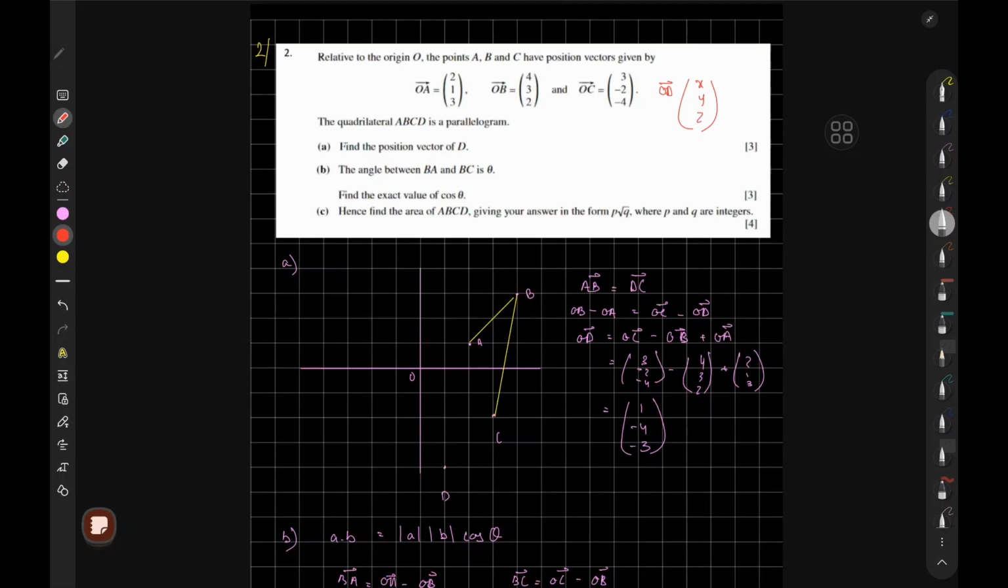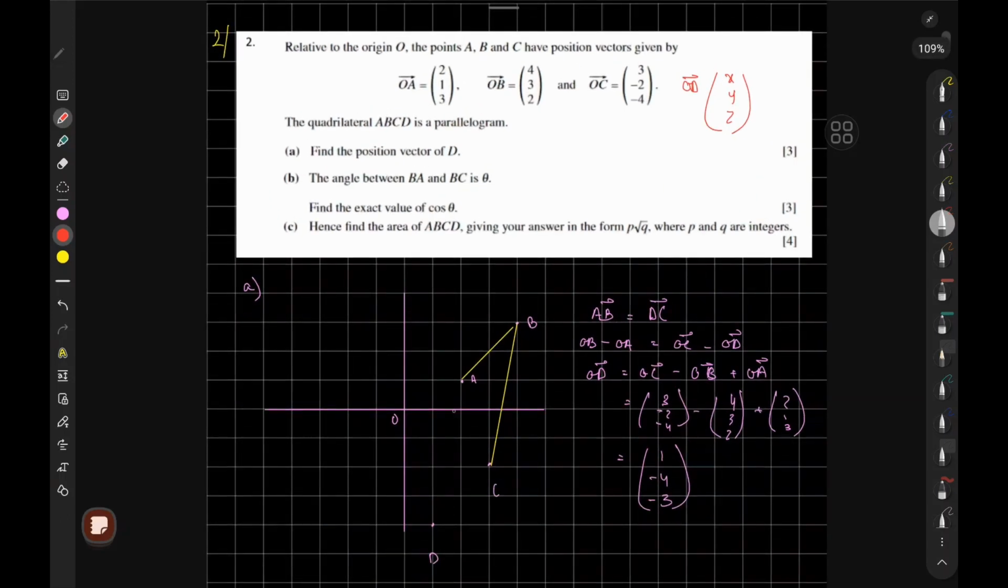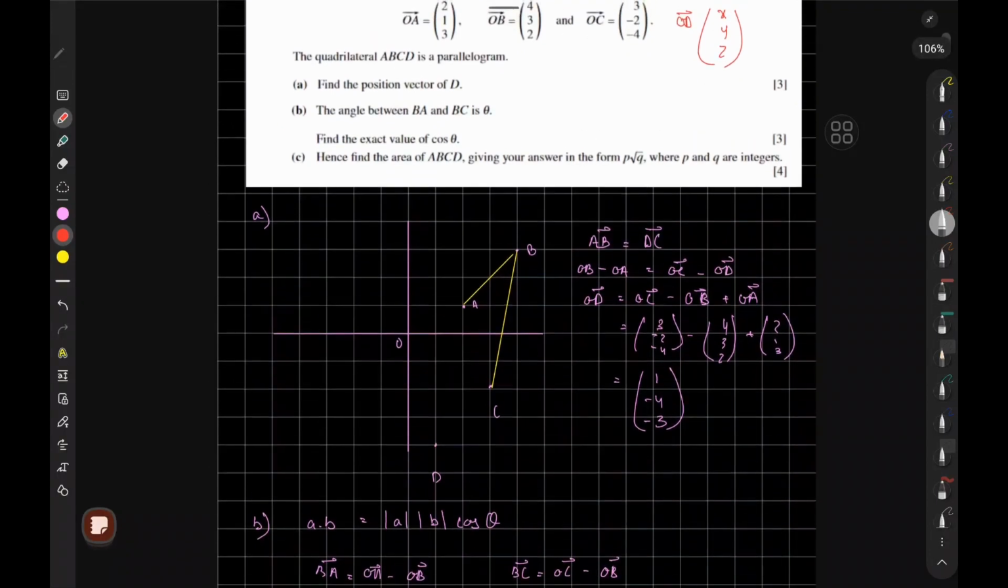So if we break these vectors down in simple terms, AB is going to be OB minus OA, and on the right hand side, DC is going to be OC minus OD. Now, since you have everything in terms of the position vectors, you can find OD. So OD turns out to be (1, -4, -3). You basically simplify this and you get (1, -4, -3).